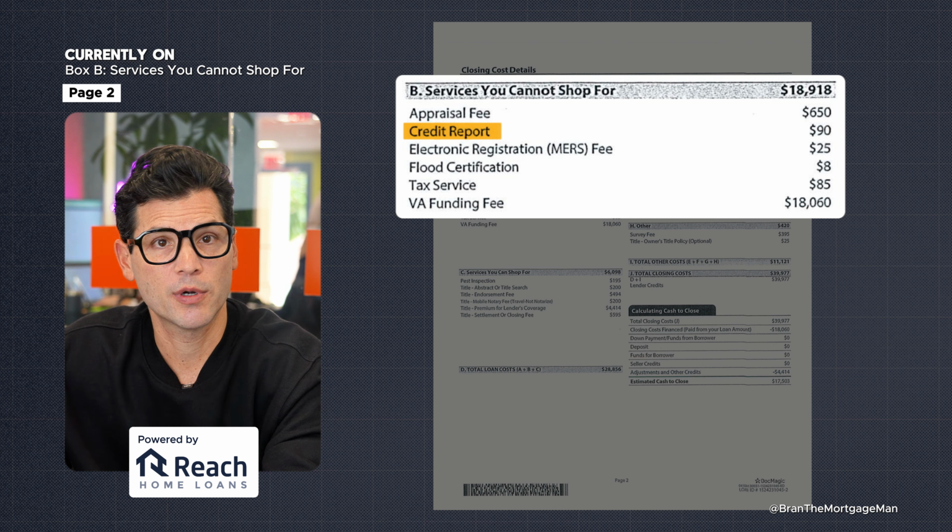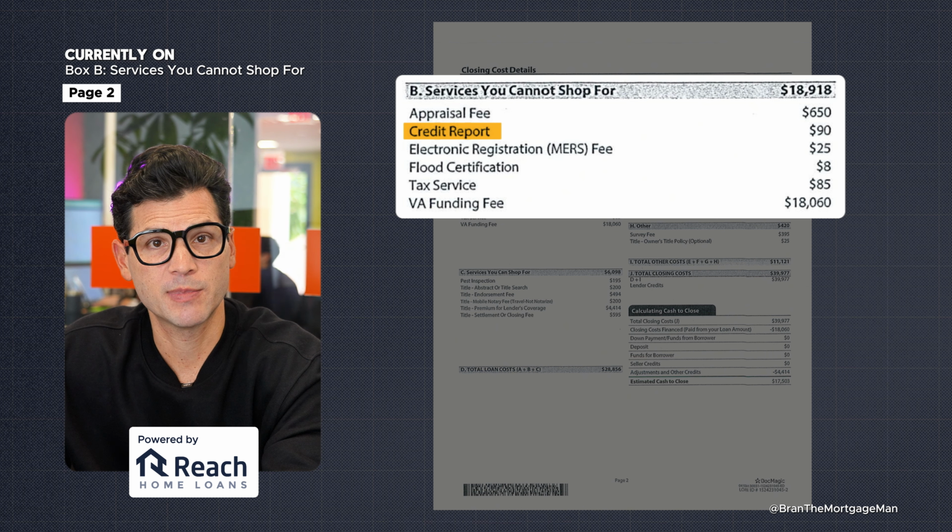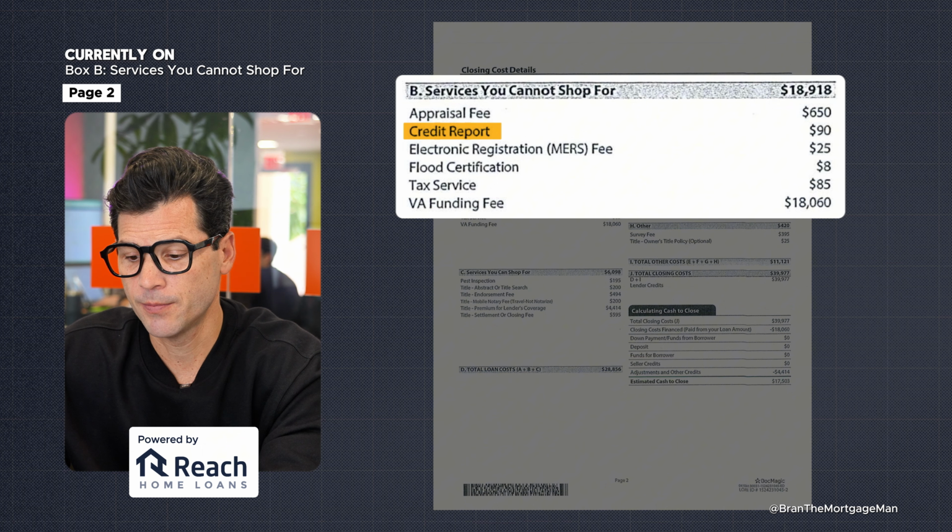You're going to have a credit report. Lender's going to pull your credit and they're going to charge you for a copy of that credit report that was obtained in order to qualify you for a mortgage. And there's all different fees.